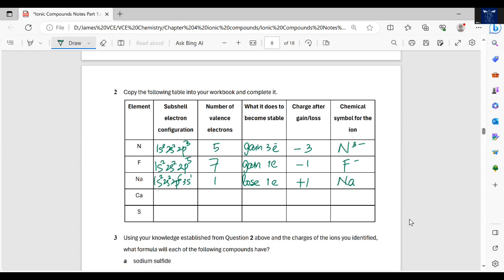Calcium: 3s2, 3p6, and then 4s2. So you have two electrons, you're going to lose two electrons. Sulfide is 3s2, 3p4. You have four electrons, so you can either lose or gain. Oh no, six electrons. You have to gain.